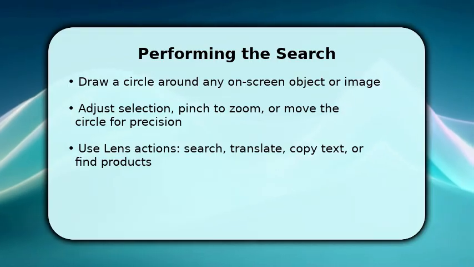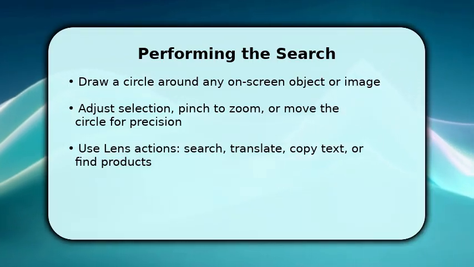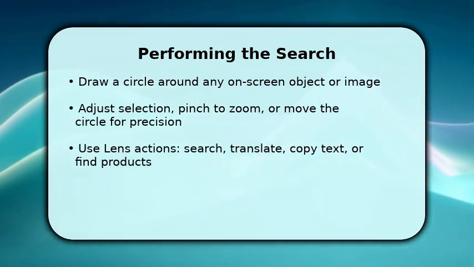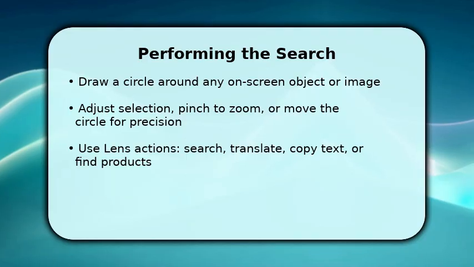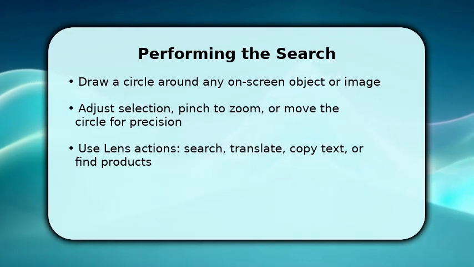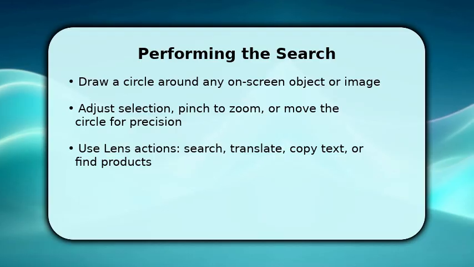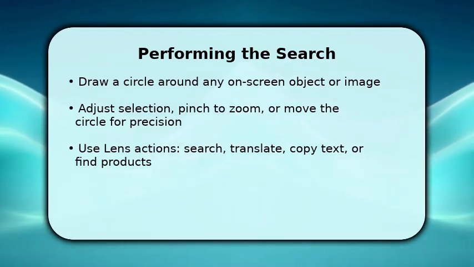Once Lens analyzes the area, tap actions like Search, Translate, Text, or Shopping to get results. Because it focuses only on your selected area, results are faster and more relevant. Repeat the gesture for additional parts of the screen.